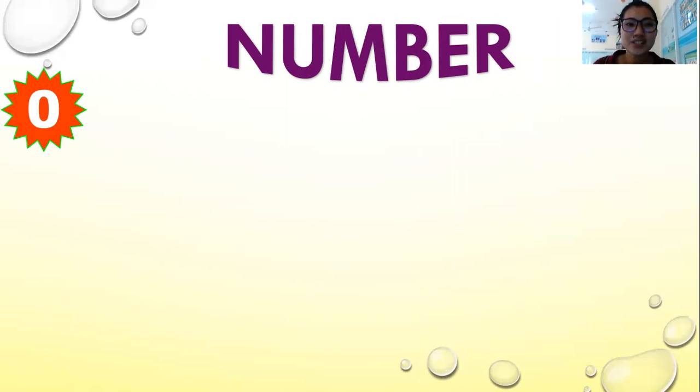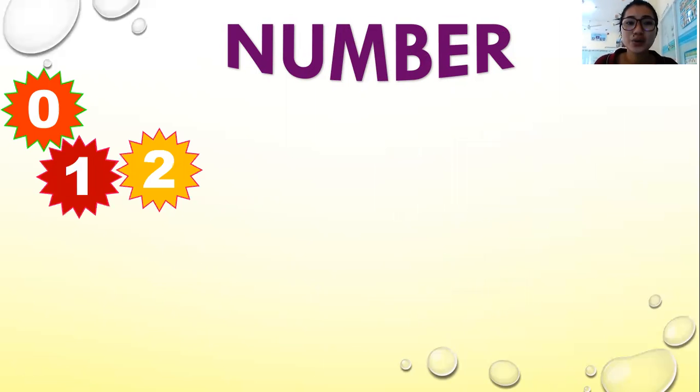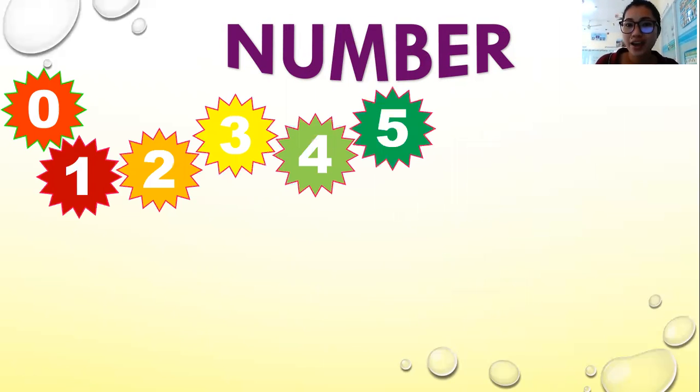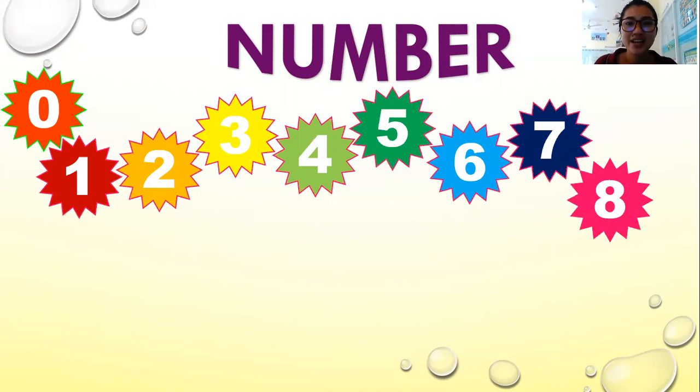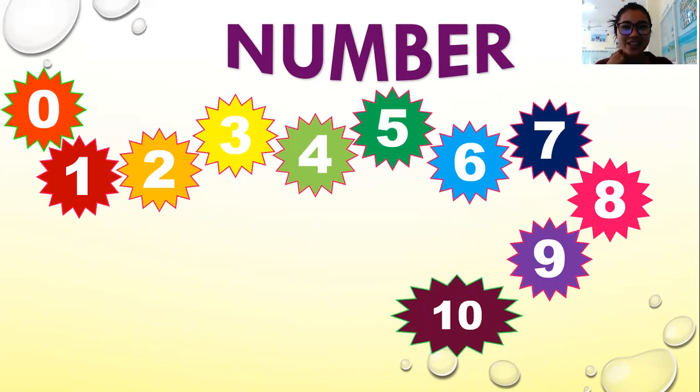Okay, let's start. So let's start with number 0, 1, 2, 3, 4, 5, 6, 7, 8, 9, 10. Okay, great. So again, kids, let's count one more time. Everybody, 0, 1, 2, 3, 4, 5, 6, 7, 8, 9, 10.